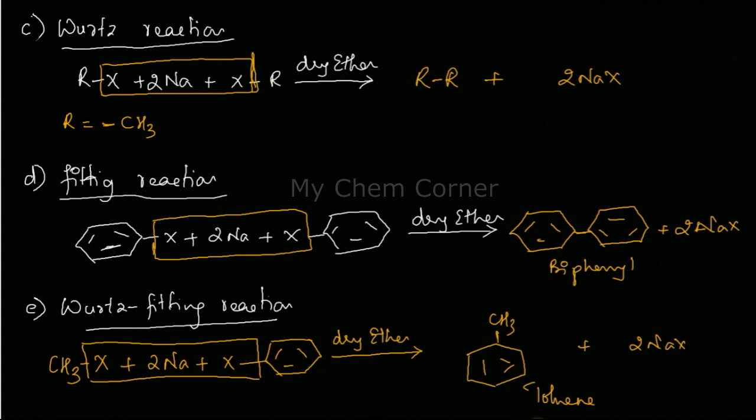So these 3 reactions are very much to be learned side by side. Otherwise, you might end up getting confused as to how the reactions are taking place. In the Wurtz reaction, both your R groups are alkyl chains. In the Fittig reaction, both your R groups are benzene rings. And in the Wurtz-Fittig reaction, one R group is a benzene ring and the other R group is an alkyl chain.